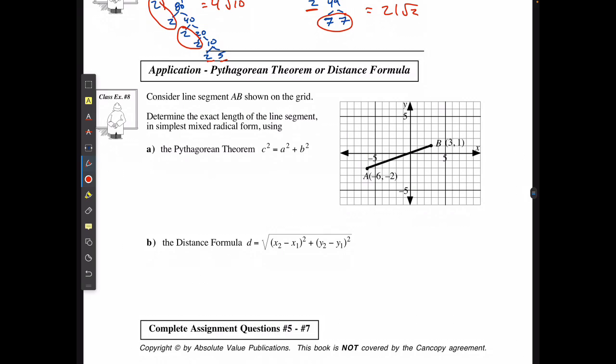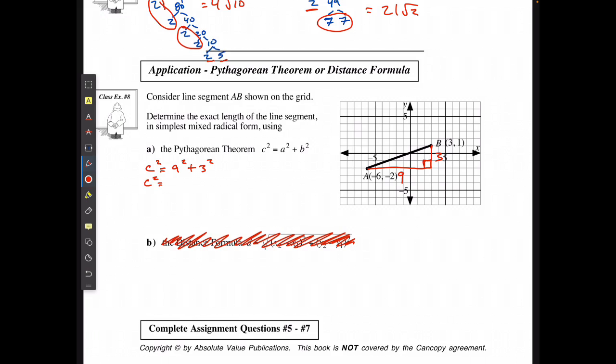If I'm dealing with application, you don't need to know the distance formula. That's not a requirement. So we're just going to deal with the Pythagorean theorem. So if I went from one point to another point, then I need to just count out how far is it to this side, how far is it to this side, or what are the lengths of the legs of the right triangle that this creates. Well, along the bottom here, it goes 9 across. Up this side, it goes up 3, which means that c squared is going to equal 9 squared plus 3 squared.